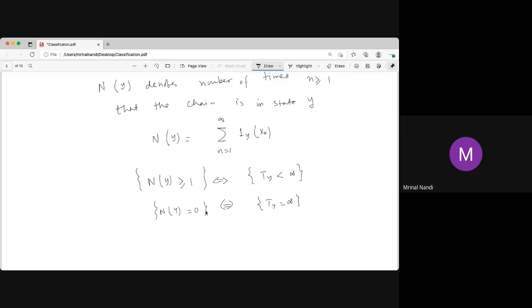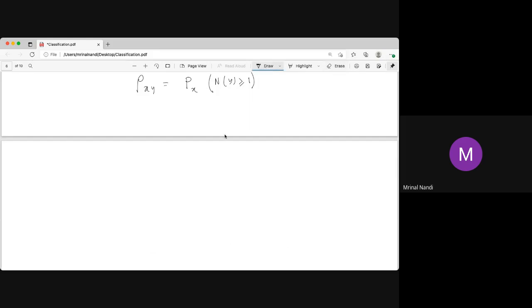Now clearly, rho xy, the probability that the hitting time is finite starting from x, is the probability, starting from x, that this random variable Ny takes values greater than or equal to 1. Now this is important. That's why we write Ny in terms of a summation. You can write this probability in terms of the summation being greater than or equal to 1. That will help to prove some results. Now there is some easy thing you can easily check.